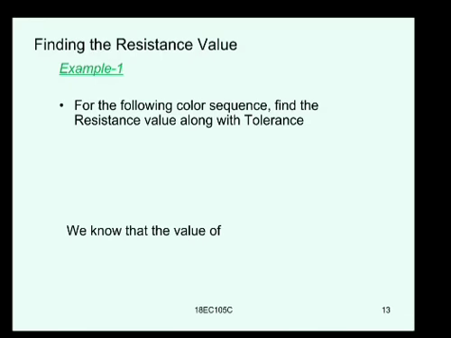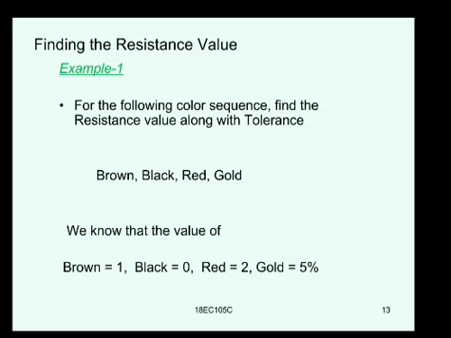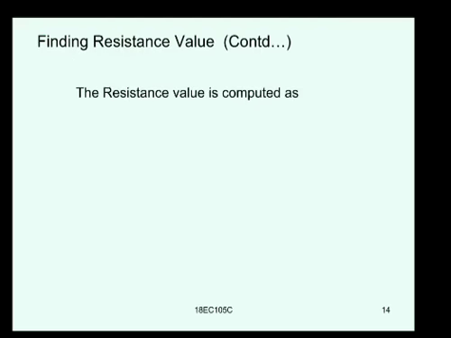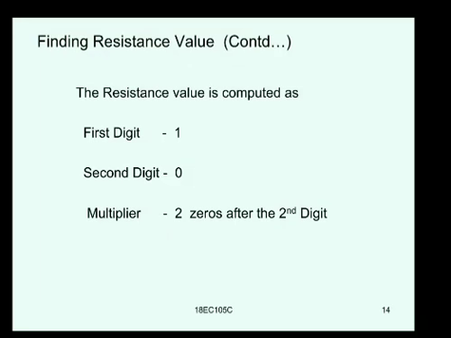For the following color code sequence, find the resistance value along with the tolerance: brown, black, red and gold. We know the value of brown is 1, black is 0, red is 2 and gold is 5%. Let us compute now. The first digit is 1, the second digit is 0, the third digit is a multiplier. It is red, so let us put two zeros there. So the resistance value will be 1, 0 and 2 zeros. So it comes to 1 kilo ohms.